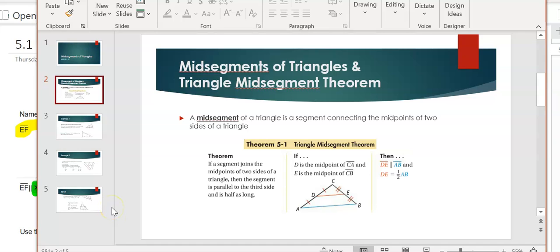Yo, yo, yo, we are looking at section 5.1. We're looking at mid-segments here in triangles.